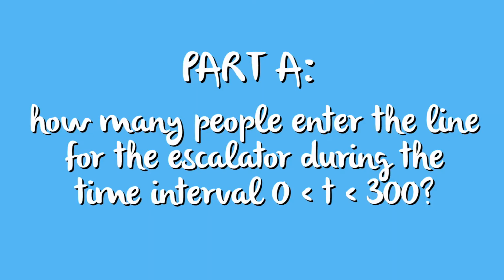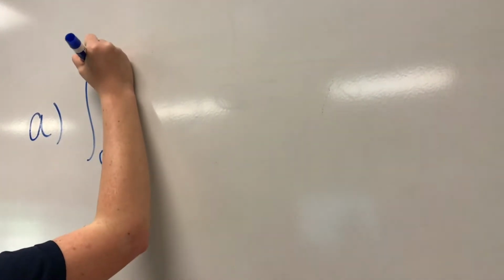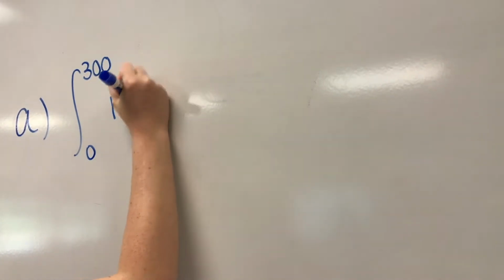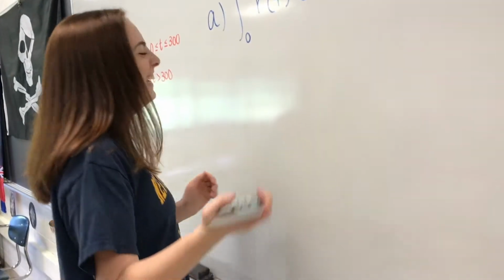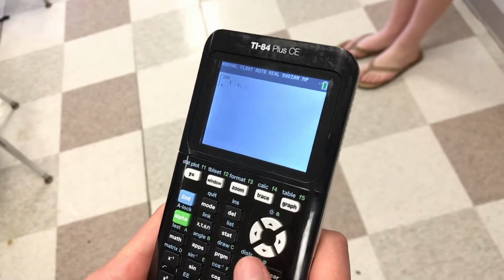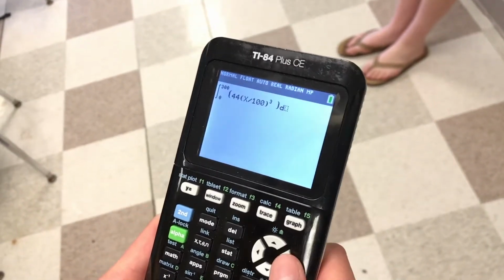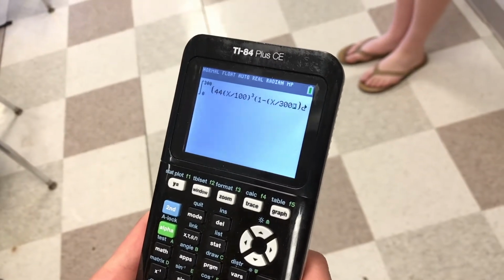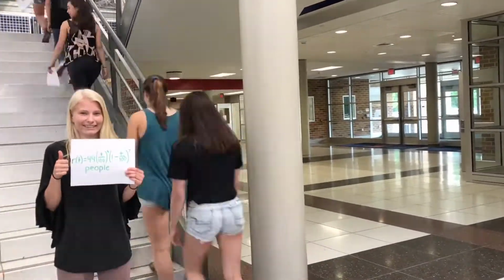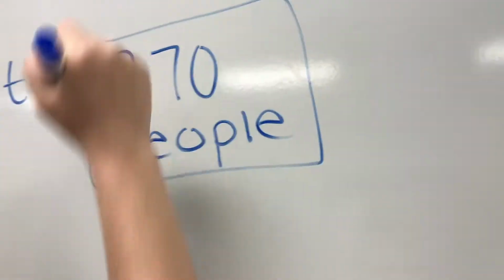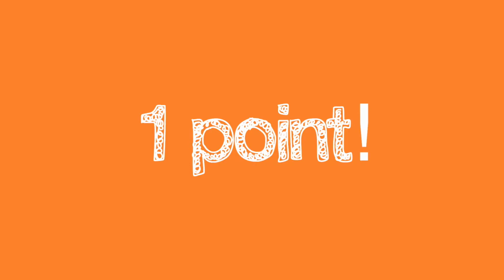How many people entered the line for the escalator during the time interval 0 to 300? To find the total amount of something over an interval, you must integrate the rate. For instance, to find distance traveled, you integrate speed. In this problem, since we want to know how many people enter the line from t equals 0 to t equals 300, you must integrate the rate at which people enter the line, r of t, from 0 to 300. Using your calculator to solve the integral, we get the answer of 270 people. We think you'll get 1 point for the answer in units.